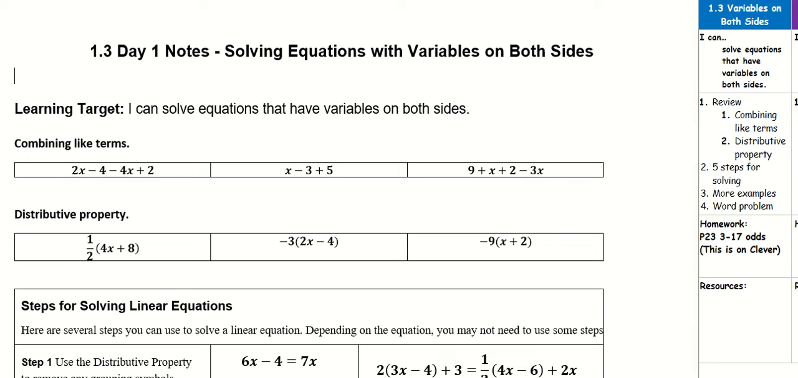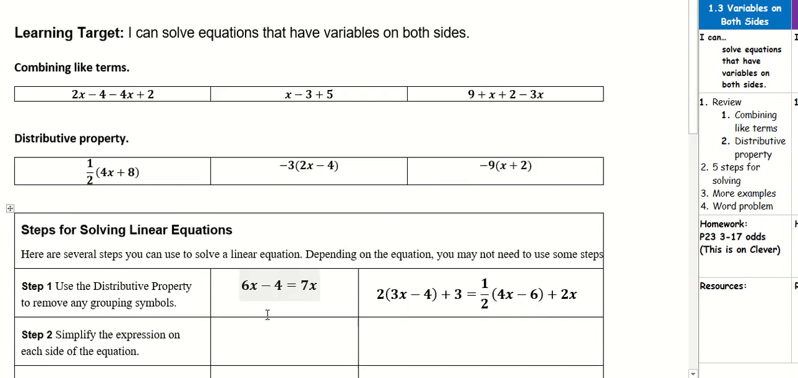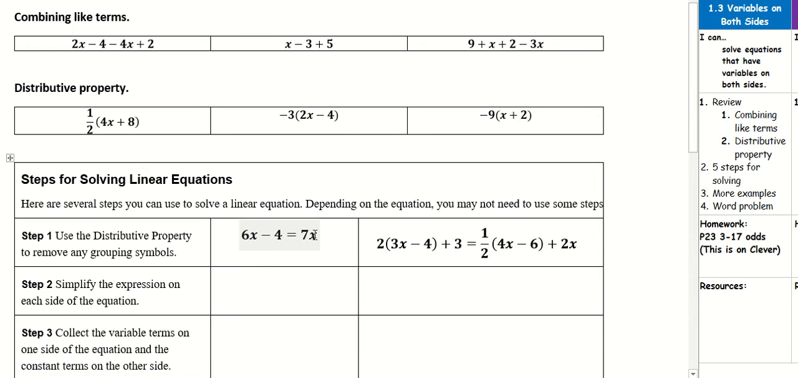Our learning target for the day is we want to be able to solve equations that have variables on both sides. So a question that might look like this one right here. So 6x minus 4 equals 7x. I have an x on this side and an x on the other side. What do I do? How do I figure out what that x is?